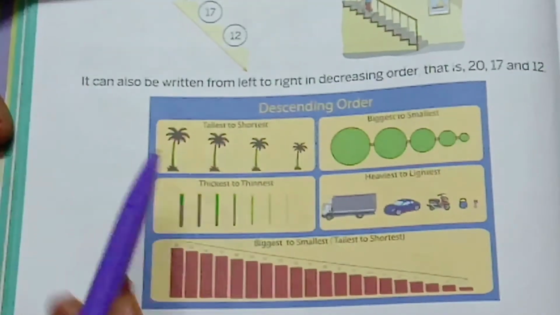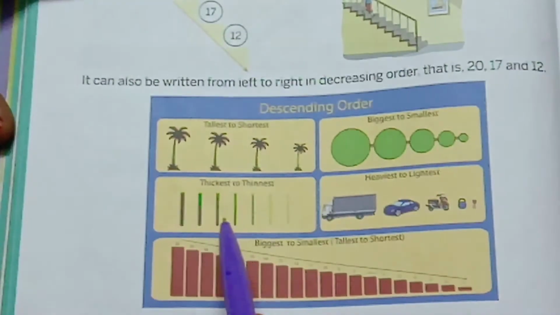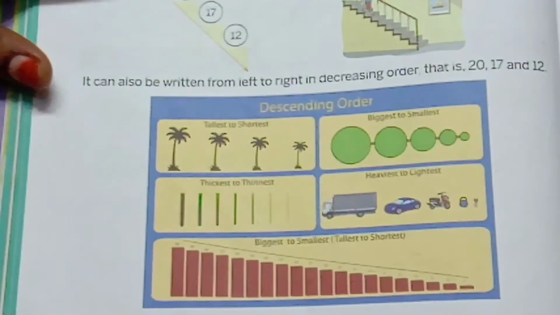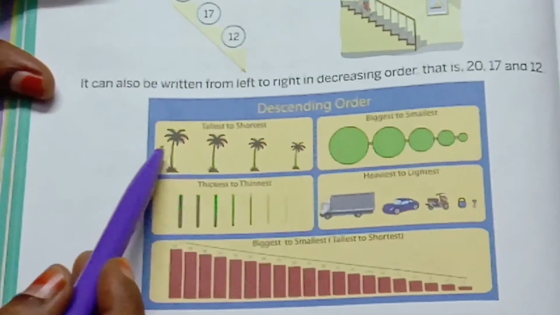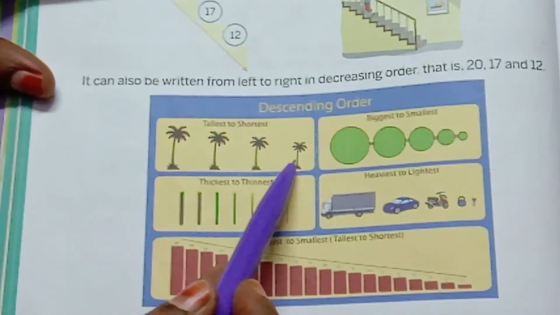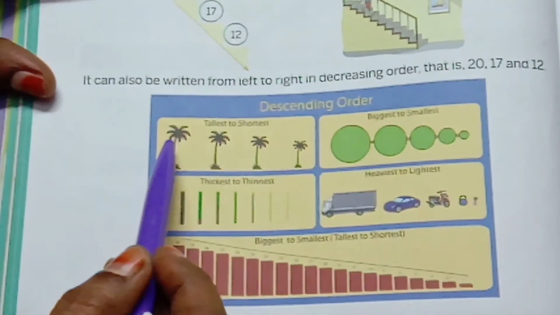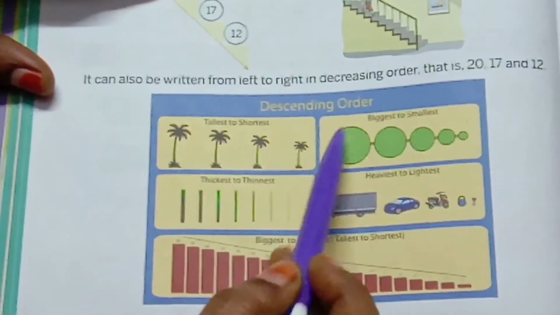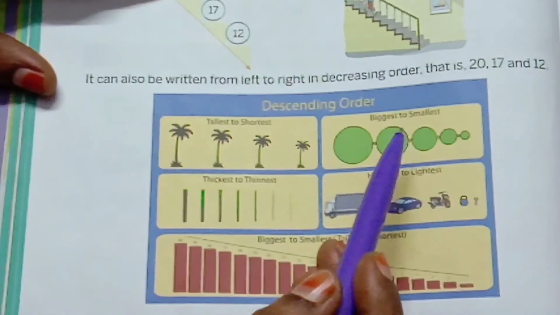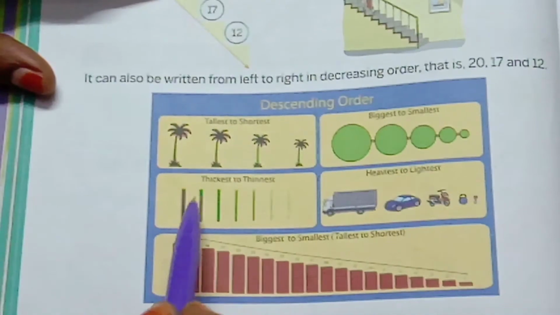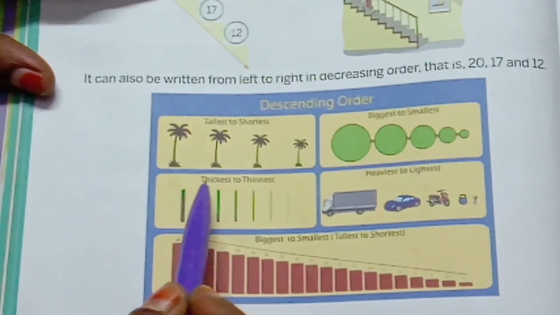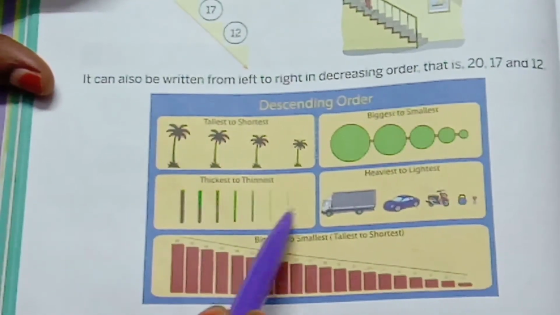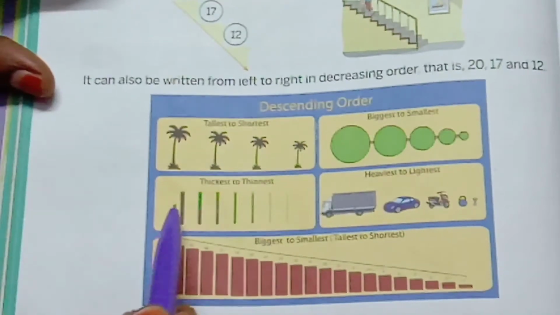Examples are there. See, trees, balls, sticks, vehicles or things, and steps. See, biggest to smallest. See, trees also. We can arrange them tallest to shortest. First, tallest. Last one, shortest. For balls, biggest to smallest. Now, sticks also. See here, thickest to thinnest. First we can arrange the thick one. Which is the thick one? Compare all these sticks. That you can find out first.